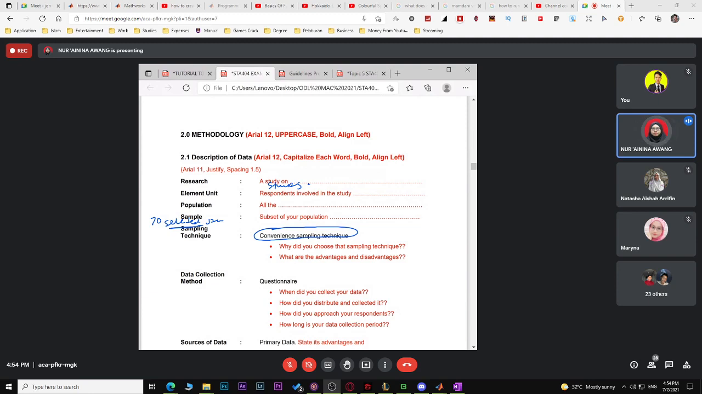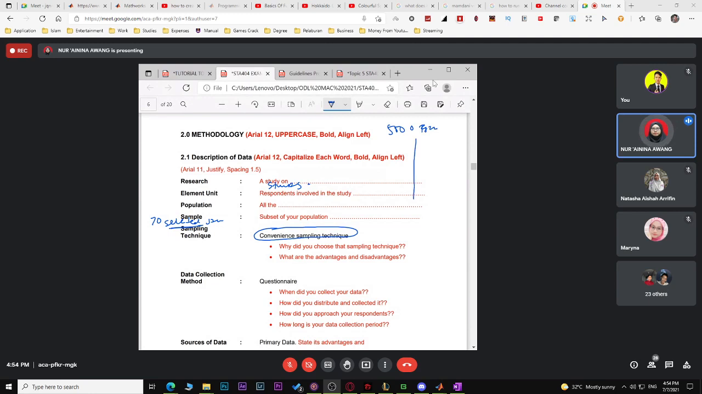Kalau you nak guna probability sampling technique, you kena ada sampling frame. Contohnya nak buat untuk FSKM, you kena ada data untuk semua orang dekat dalam FSKM. Once you dah ada email or phone number untuk semua orang, contohnya you ada 5,000 students untuk FSKM.